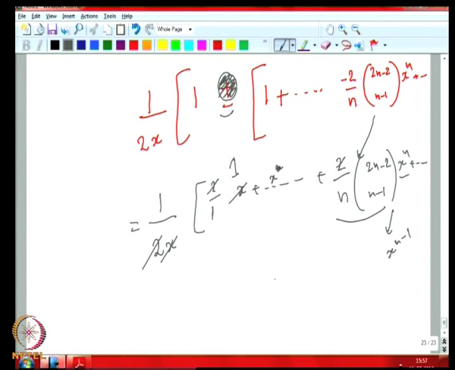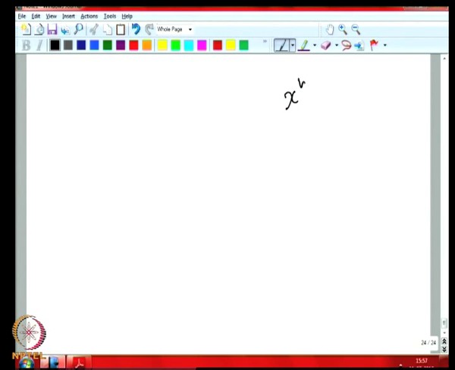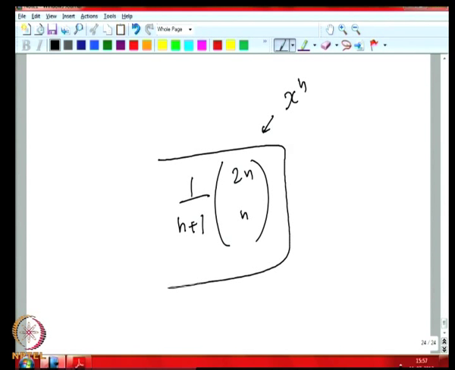So, this 1 by n into 2n minus 2 choose n minus 1 will come with x raised to n minus 1 rather than x raised to n, because this x cancelled off 1 x. So, it follows that the coefficient of x raised to n will be 1 by n plus 1, because for the next term we have to take 2n choose n, and this happens to be that Bn. Bn is the coefficient of x raised to n, right, and we will say that this is the nth Catalan number.